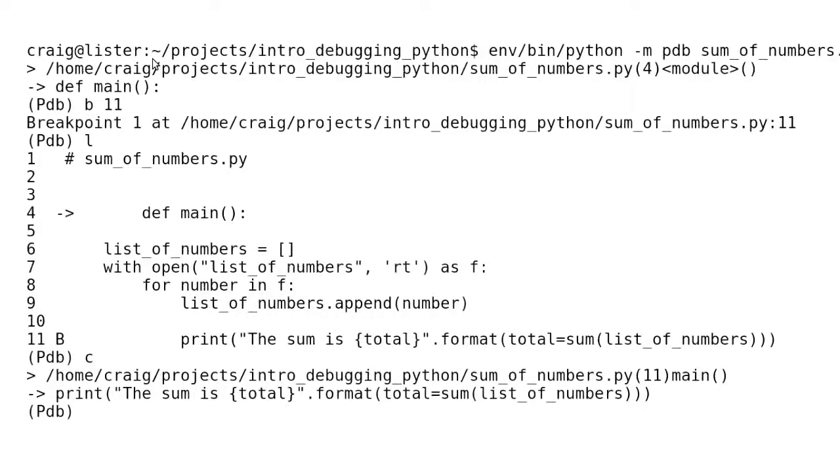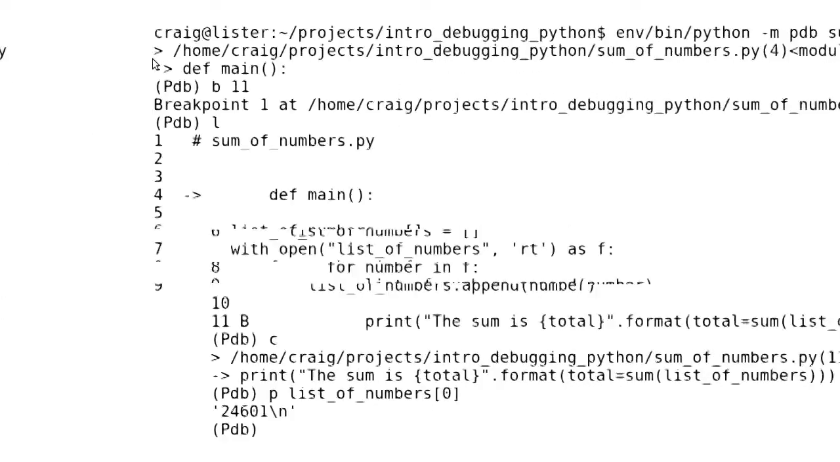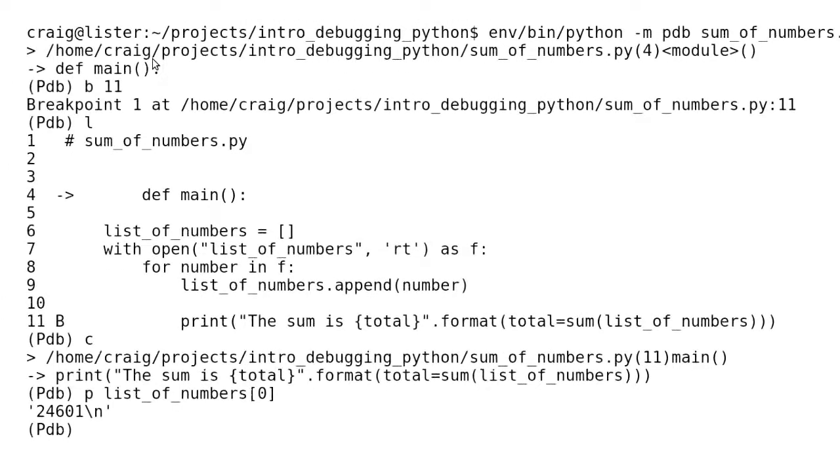C is for continue. So I've listed out the code. This shows where the breakpoint is. You see the little B over here? That's the breakpoint. And then I'll show you what happens after I hit continue. So I'm going to print off the list of the numbers in the first one, and our suspicion is confirmed. It's a string, and it's got a line feed at the very end of it. Ha! Now we have something useful.